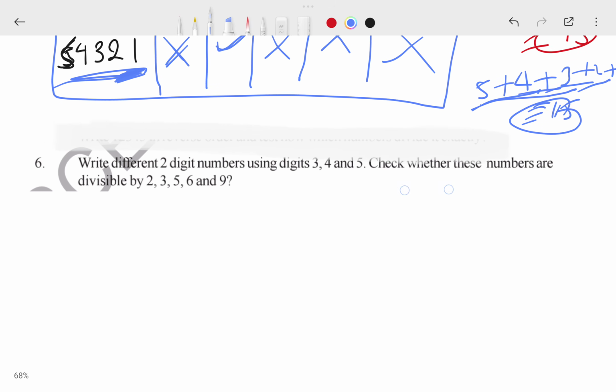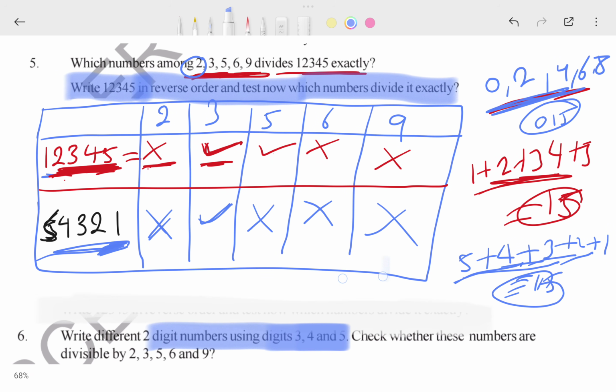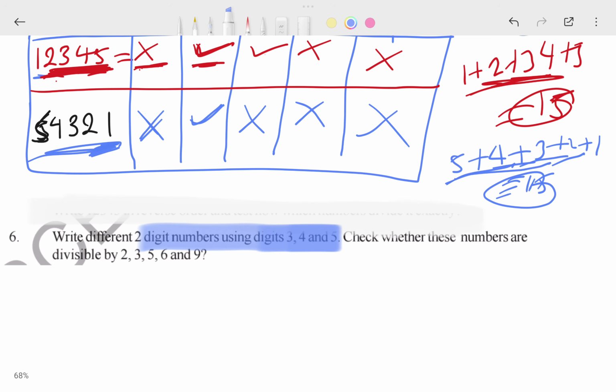Okay, now let's talk about the 6th one. These are the last questions. I will complete this fast. Okay, right. So this question is telling us to write the two different digits using this one. We have to write two different digits, right? So here write the answer. This is divisible by 3 and 5, this fifth one. Write that answer.